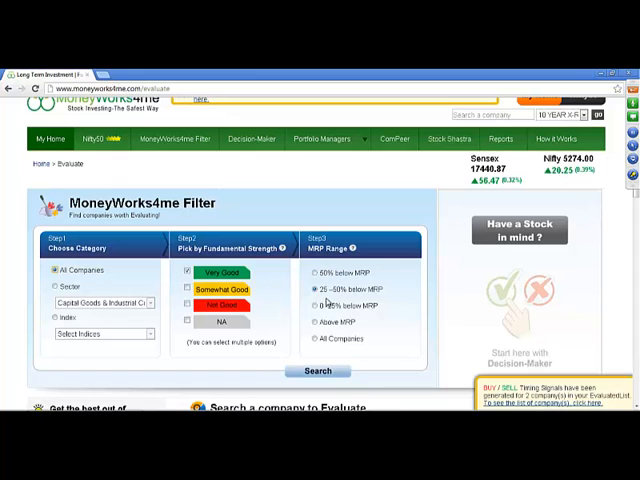Here the default selection is 25 to 50% below MRP. What we are saying is, usually if you get a good company at a 25 to 50% discount below the MRP, that is a good point to invest in that company. If the market is in a bearish phase, you can even select 50% below MRP. If it is in a bullish phase, you might not find many companies at such a high discount, so then you can go for a 0 to 25% below MRP range. Ideally we'll just keep it as 25 to 50% below MRP for the current moment.